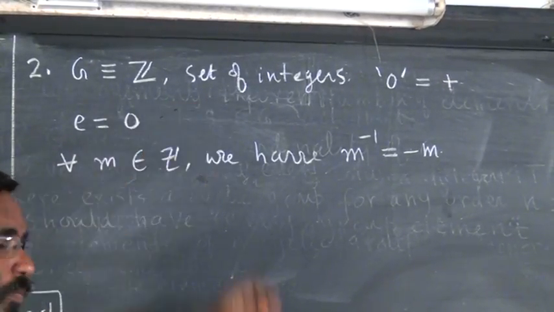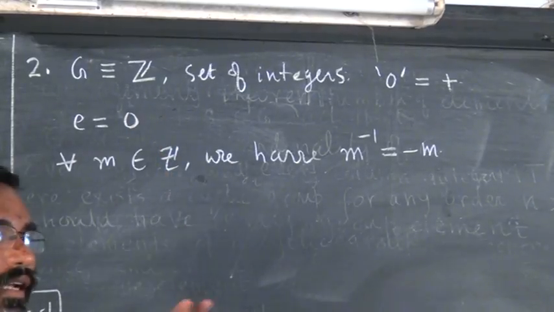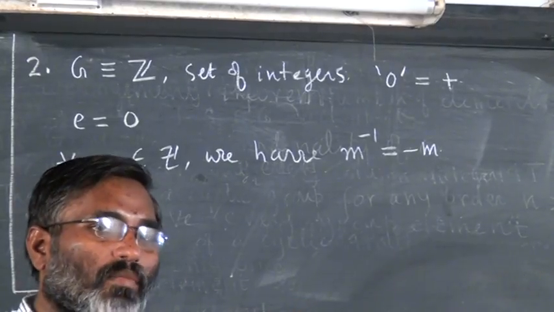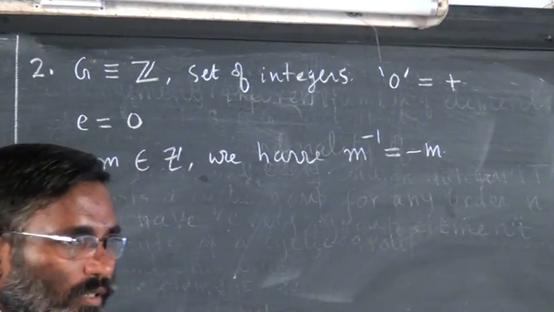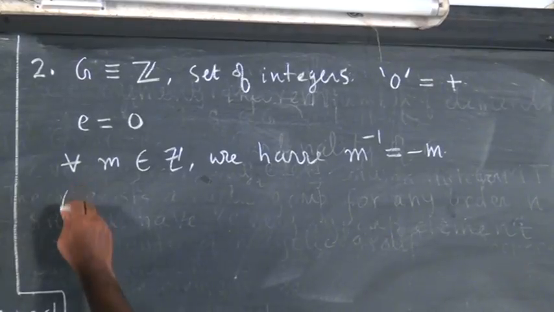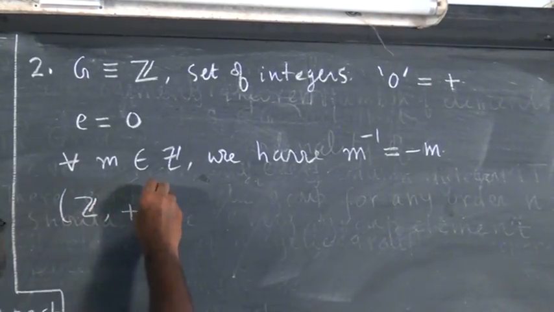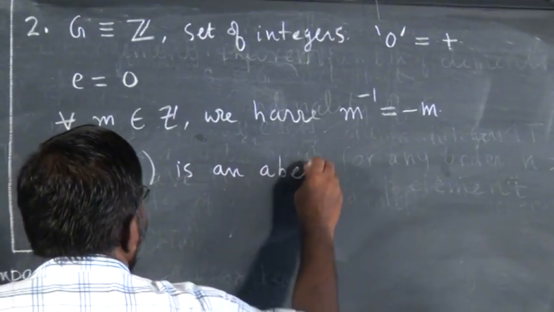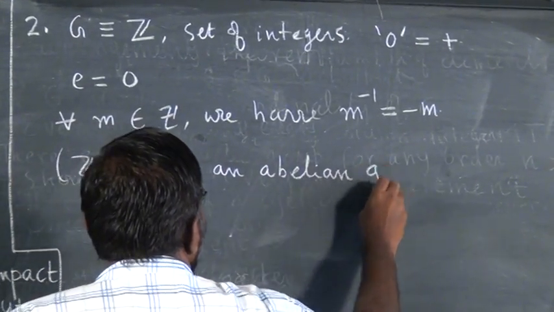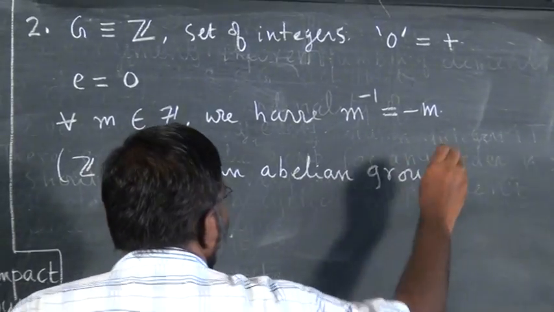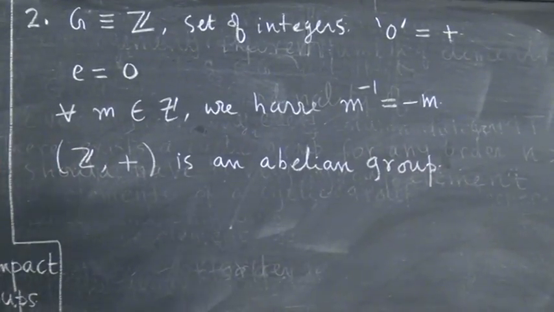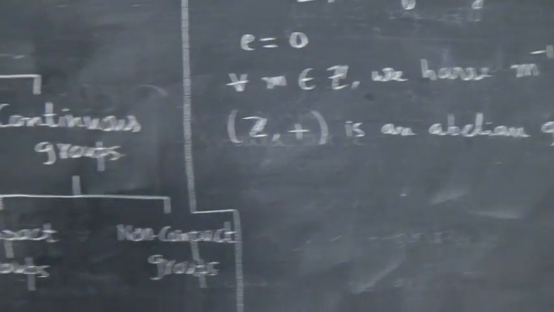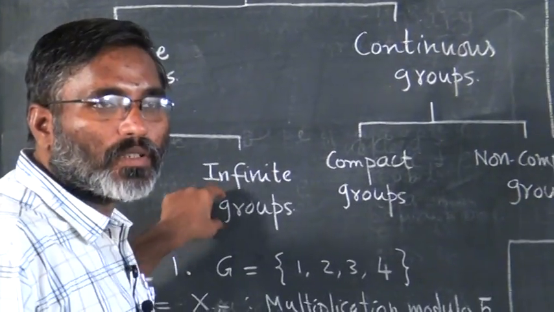Still it is an abelian group. You take any negative number and add a positive number, or a positive number and add a negative number, you will get the same result, right? So this is an abelian group. Z plus is an abelian group. This is an example of a discrete group of infinite order. The order of this group is infinity.